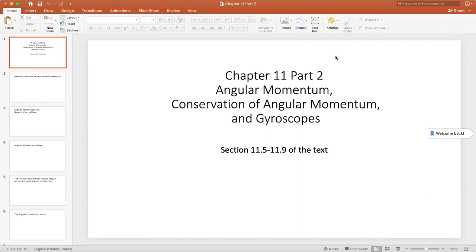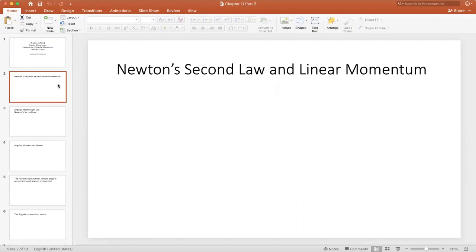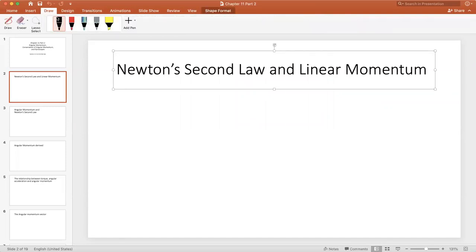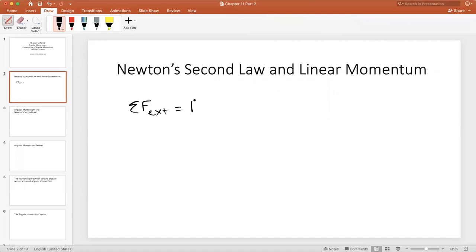But first of all, before we can even define what angular momentum is, I want to go back and look at linear momentum and how we defined it, how we derived it, what it was, and how we derived the conservation law of linear momentum. So Newton's second law, if you recall, says that the sum of all the external forces acting on a system of masses is equal to the total mass of that system times the acceleration of the center of mass.